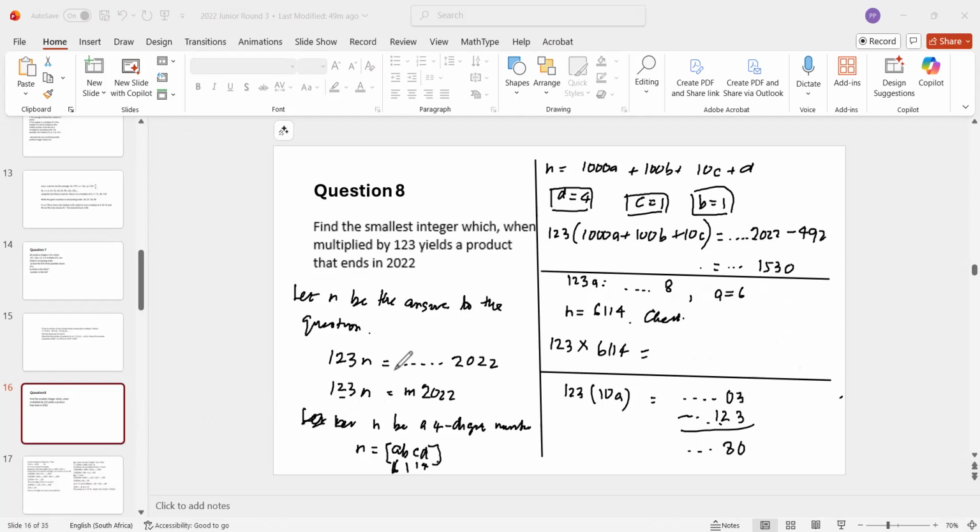Okay, so that gives you a very, very nice, unusual question. Very good question. What is the smallest number that must be multiplied by this to land up with 2022? Okay, let's just have a look at the answer.